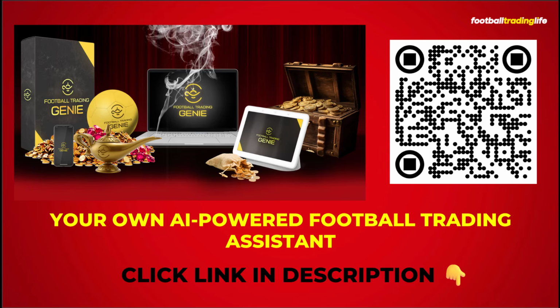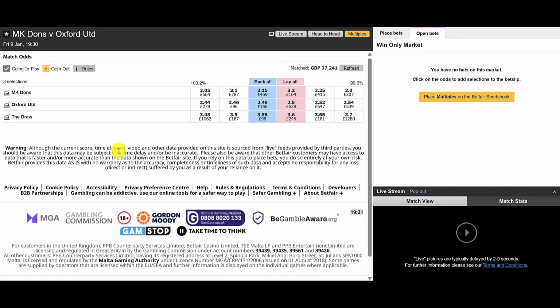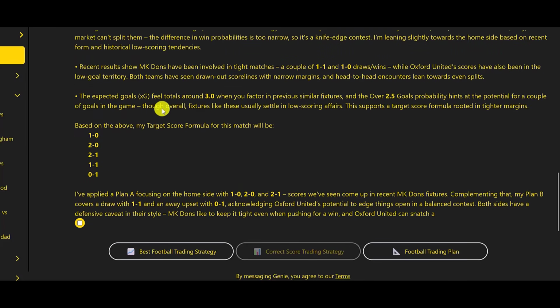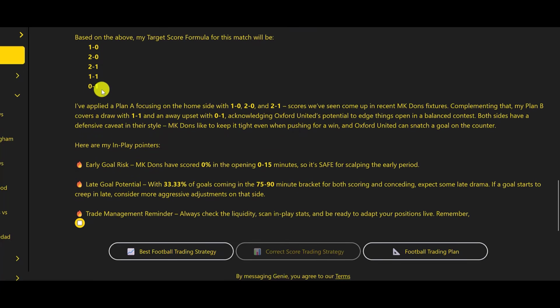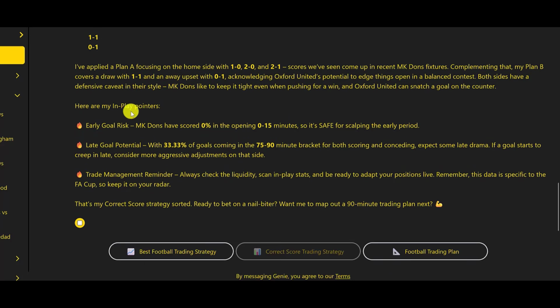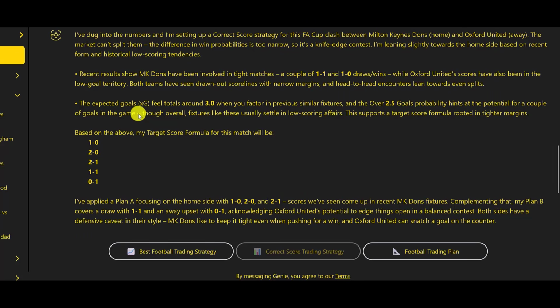Anyway, we've got more real life trading demonstrations, and we're sticking to this system, okay? It's AI to enter the market, XG to guide us and show us if we're still right or not. Let's get into it. So we're going to be trading MK Dons against Oxford United. This is from the FA Cup, so it's a pretty tricky one to call. Anyway, we've run it through the football trading Genie, and we've got the scores to go for, which is quite interesting because Oxford are the favourites. However, we're actually looking at going for MK Dons according to this one, so we're going to favour MK Dons.